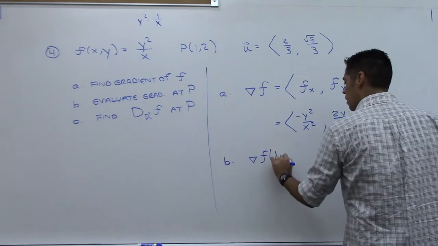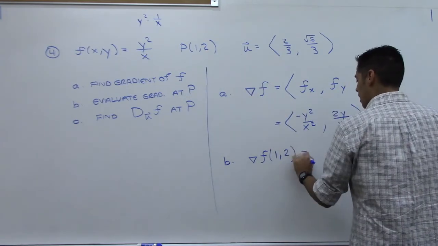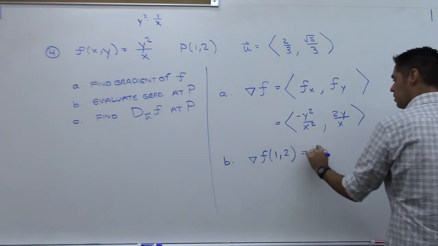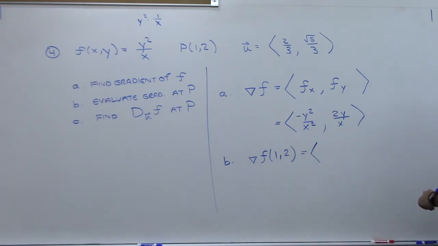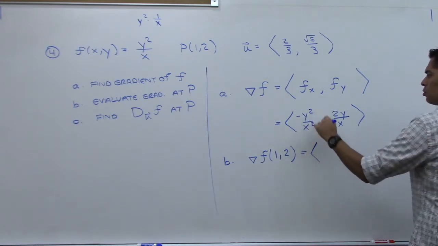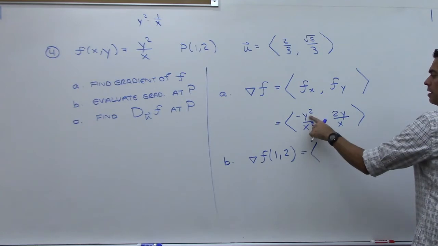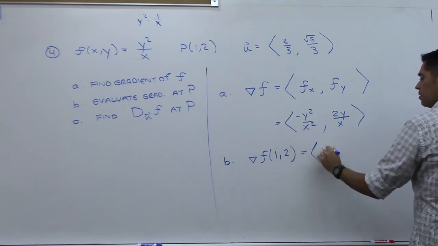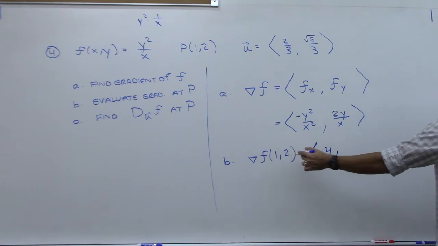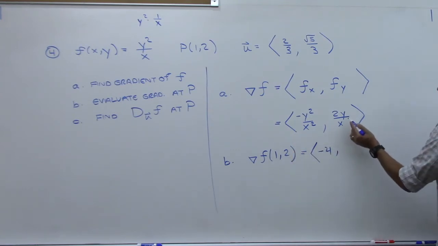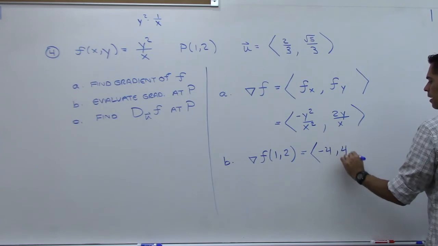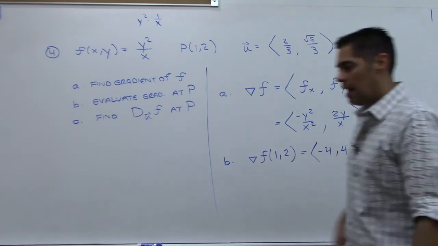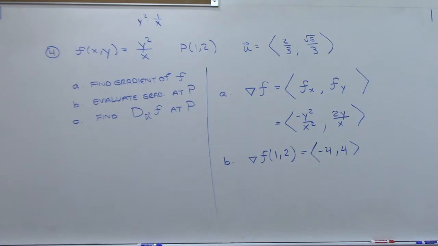Part B says evaluate the gradient of the function at the point. The point was given to me to be 1, 2. Okay, so I'm just going to replace x with 1 and y with 2 in this. I'm going to get a vector. So the vector that I get is, let's see, 1, 2 goes in here, so negative 4 over 1, so negative 4, and then 2 in here, so 4 over 1, we get 4 here. So that's the gradient at the point. They just want the gradient, right? Not the magnitude. Okay.